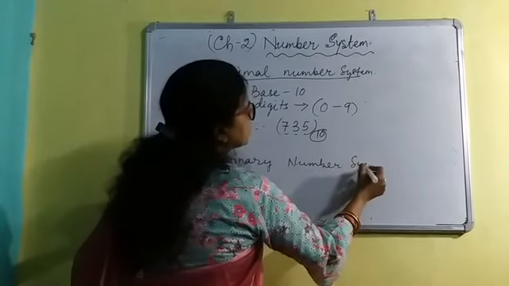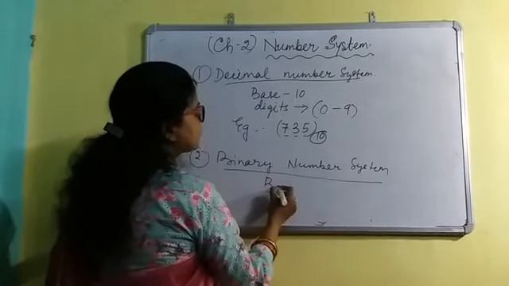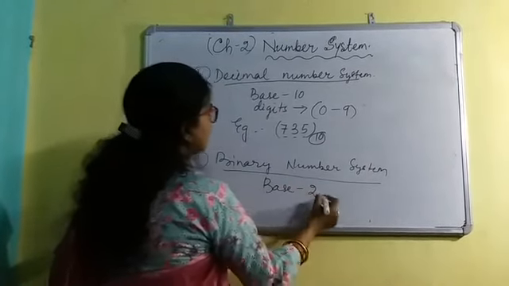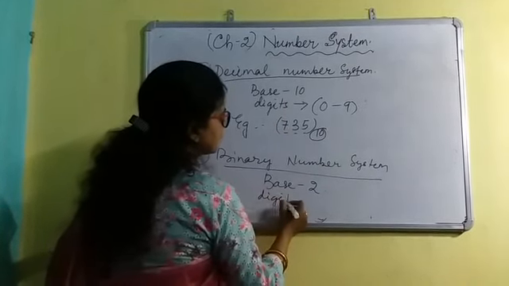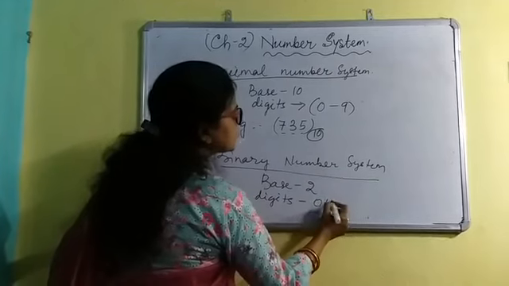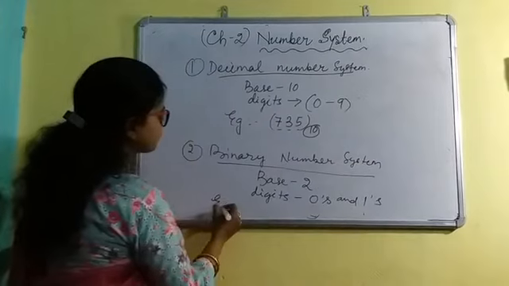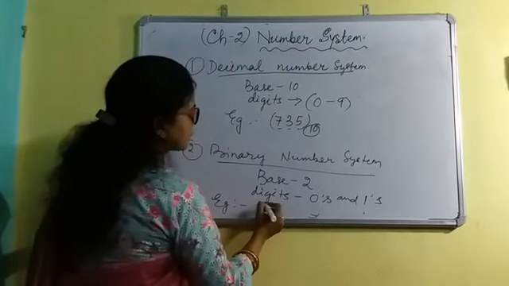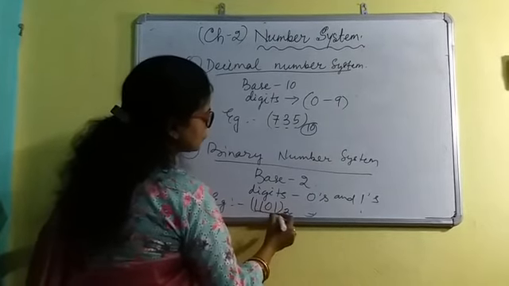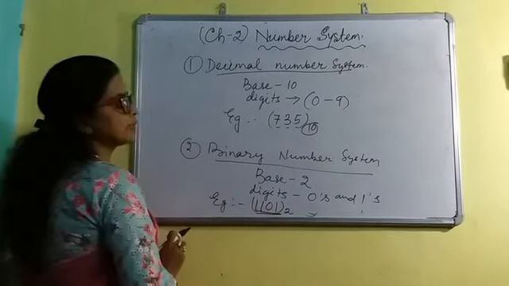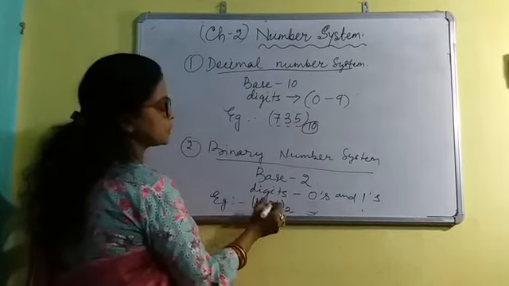Now the binary number system. In the binary number system, the base is 2 and all the digits are in the form of zeros and ones. Take an example: suppose I take 1101. Here the base is 2. So this 1101 is a binary number because every digit is a zero or a one.